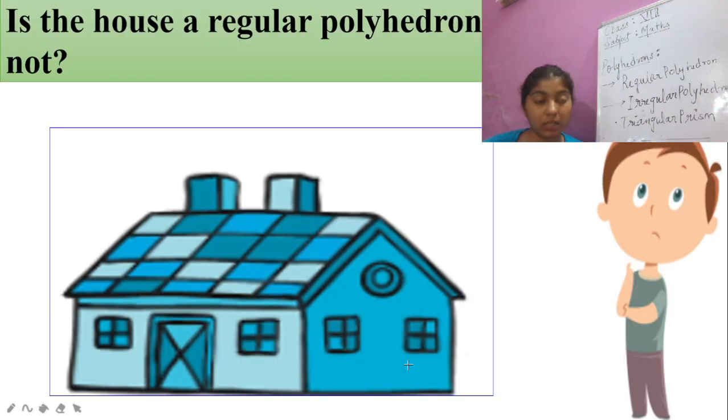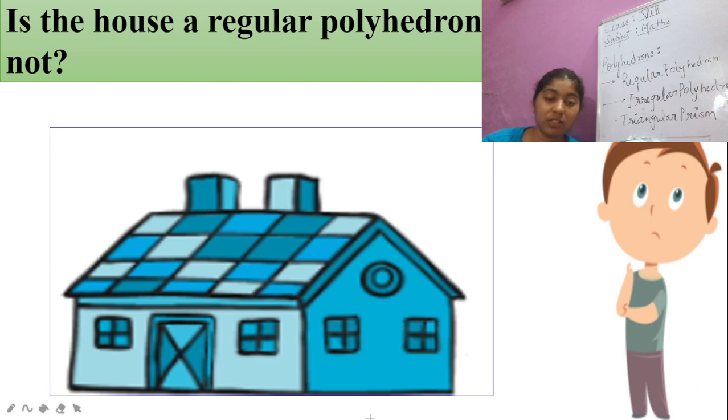So is the house a regular polyhedron or not? Yes students, what do you think? Is it a regular polyhedron or not? Write your answer in the comment box. Yes, right. It is an irregular polyhedron. So students, why do you consider this house an irregular polyhedron? Why not a regular polyhedron? Because the faces of this figure are not regular polygons, right?